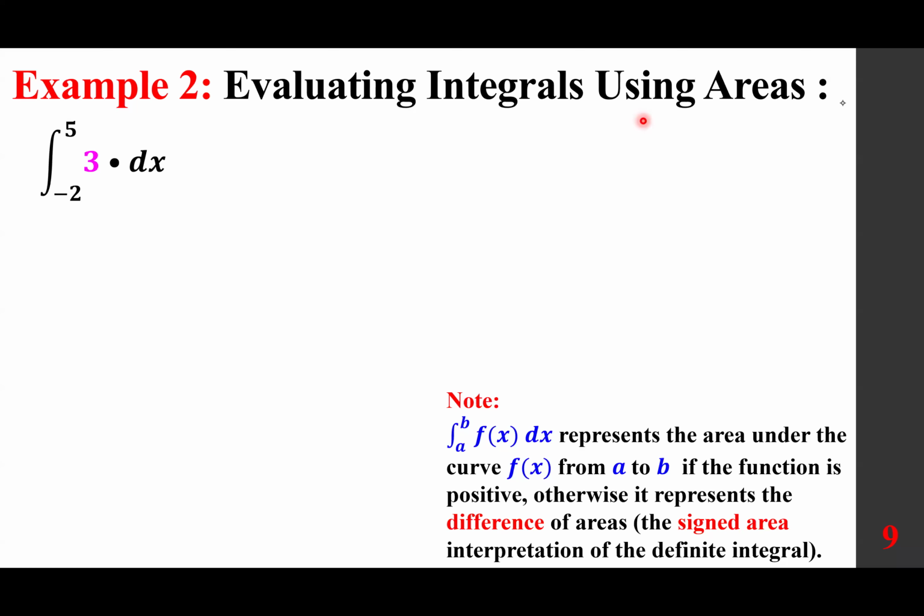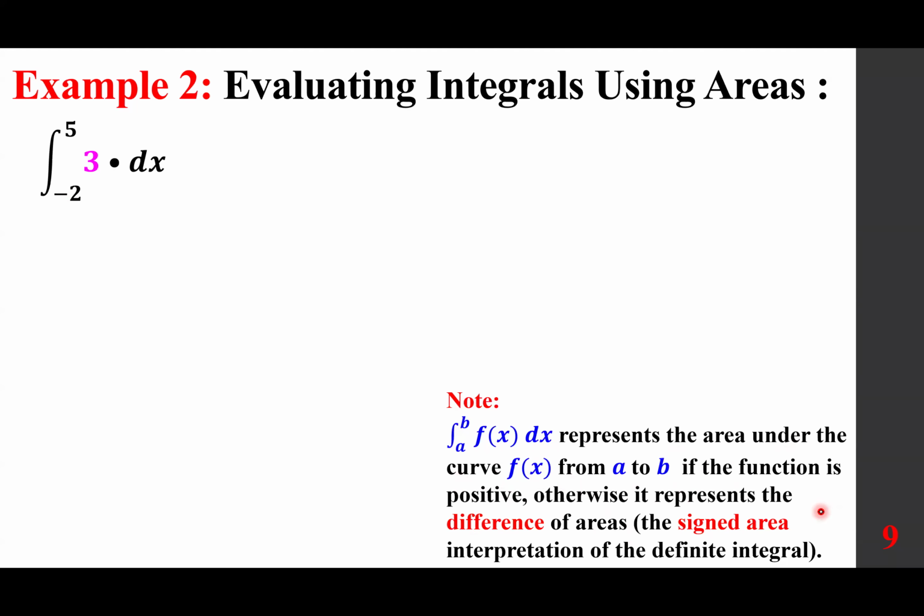For example, evaluating the integral using areas, the integral of minus 2 to 5, 3 times dx. Note, the integral of a to b f of x dx represents the area under the curve f of x from a to b if the function is positive. Otherwise, it represents the difference of areas, the signed area interpretation of the definite integral. That's important to understand.